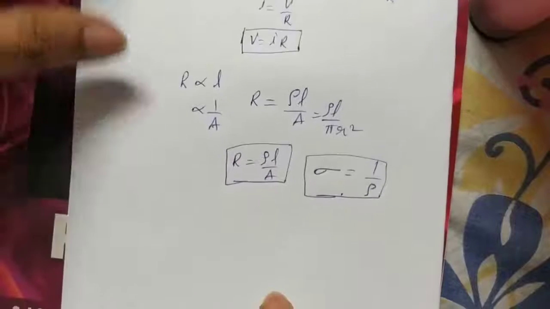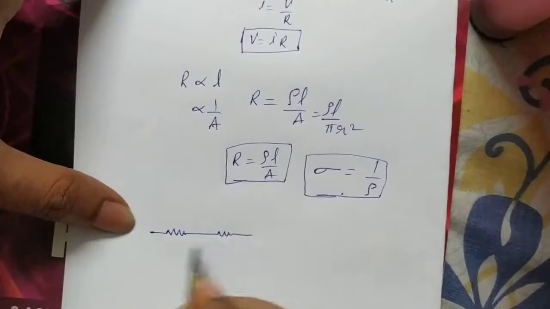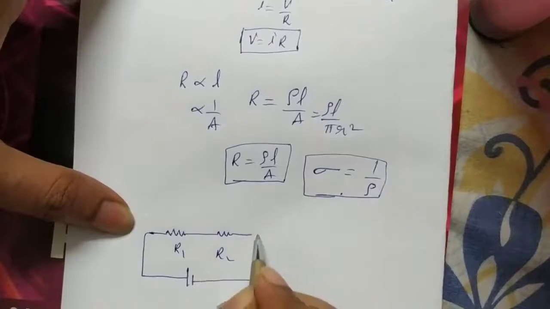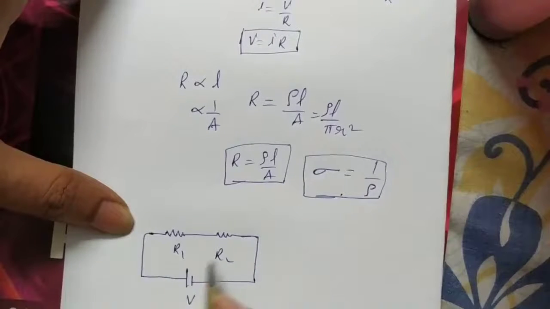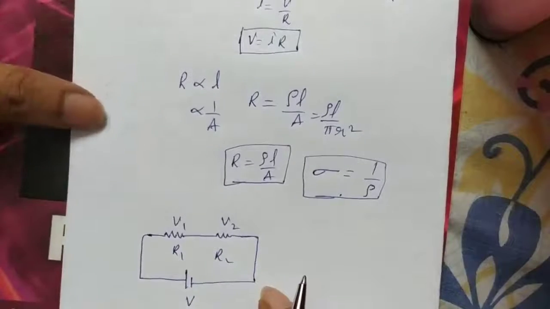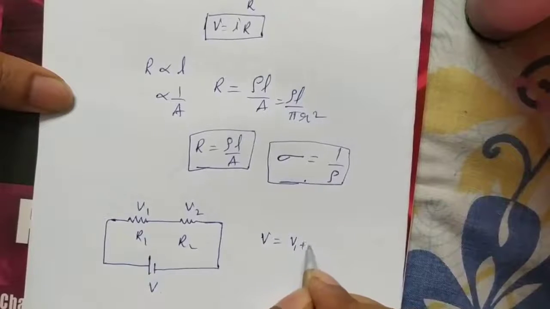Now let's see about a series combination of two resistors. Suppose there are resistors with resistance values R1 and R2. Those two are connected with a battery having potential V. This potential is divided across R1 and R2 as V1 and V2. So in series combination, potential is divided. So V is equal to V1 plus V2.